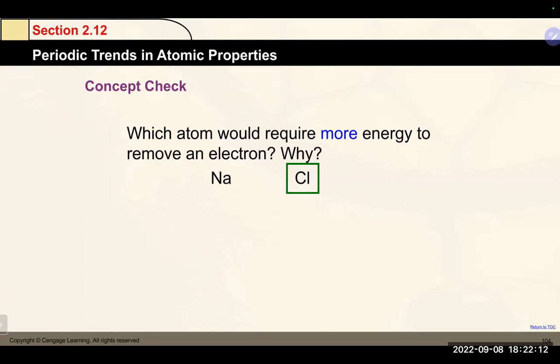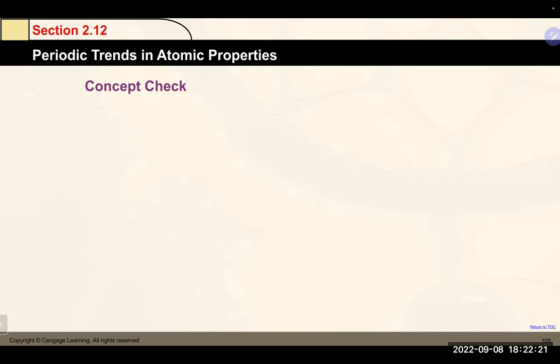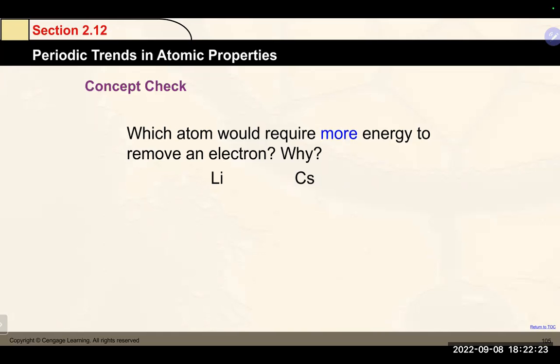Remember, the ionization energy is the energy required to remove an electron. So the higher the value, the harder it is to remove the electron, and more energy is required to do so. Which atom would require more energy to remove an electron, lithium or cesium? It would be lithium. In this case, they're both in the same group. Further up in the group would be higher ionization energy. Further down in the group would be lower ionization energy. So in this case, it should be lithium.